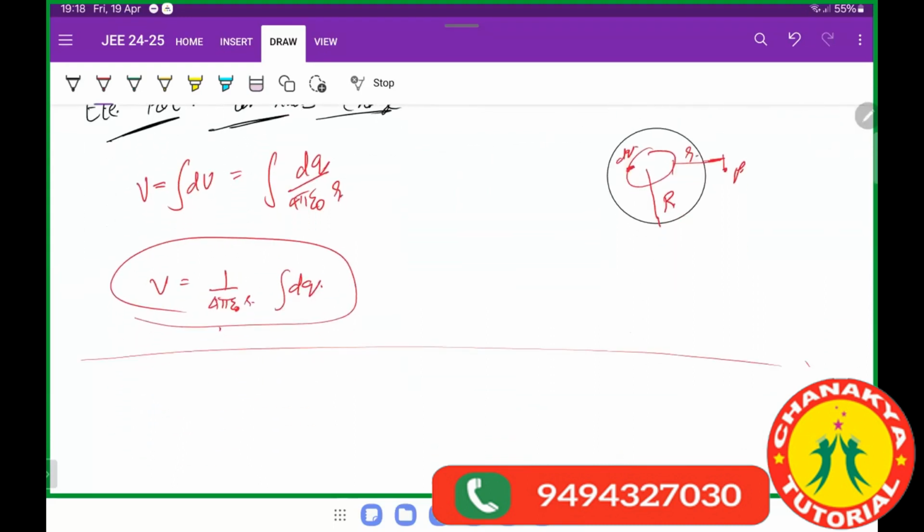Then we'll see here the potential energy of a system of charge.